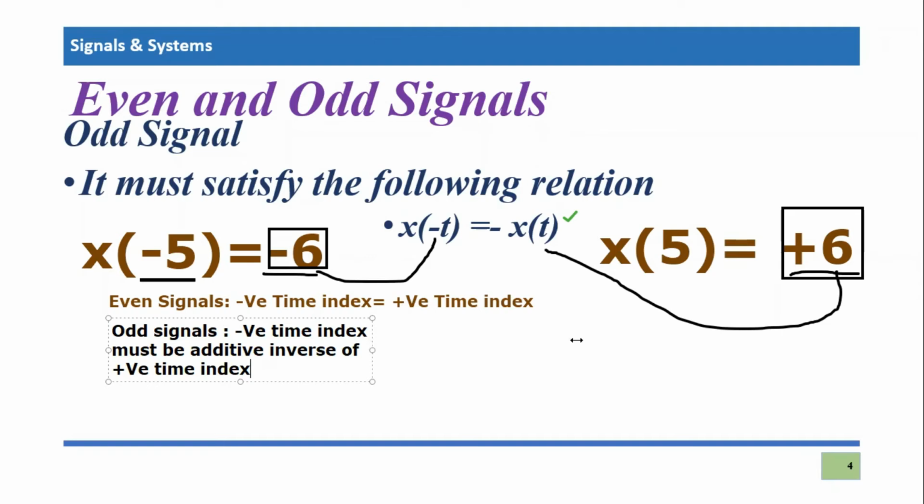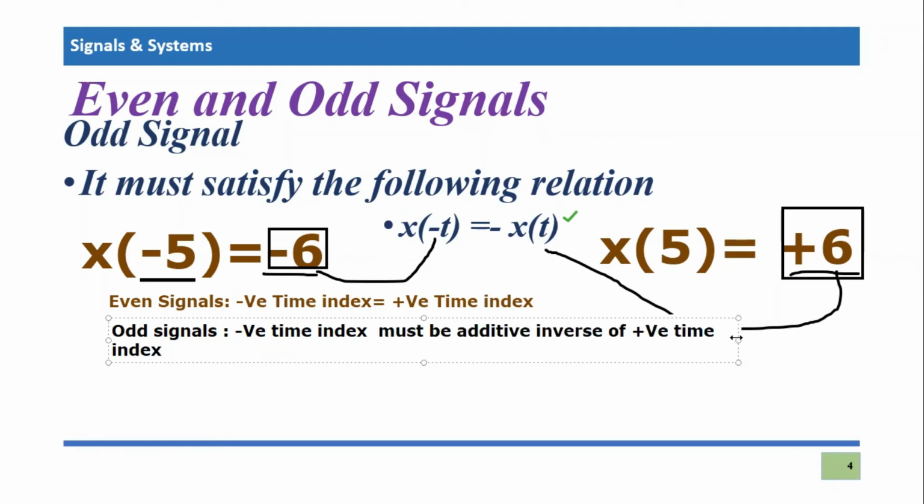And I hope you know what additive inverse is. Additive inverse means if you add them up, the result should be 0. Because if you add -6 and +6, the result would become 0. So this is a general fact for odd signals. Now let's explore these definitions in mathematical examples and graphical examples.